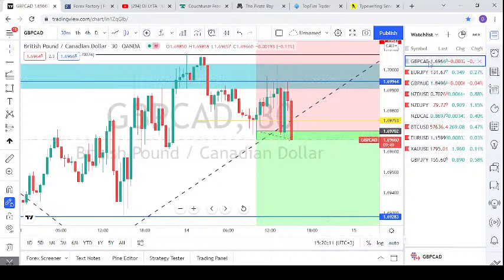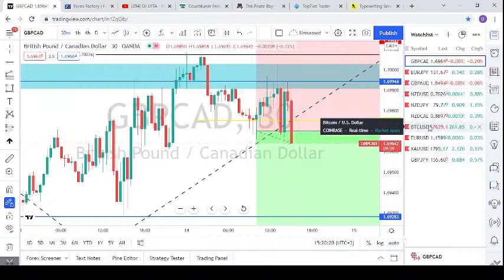These are the pairs I usually trade. I usually trade GBP CAD a lot. I also trade gold a lot. I also like trading Bitcoin a lot, actually more than I like trading other pairs, since it gives me clear market direction. So I really like trading Bitcoin.